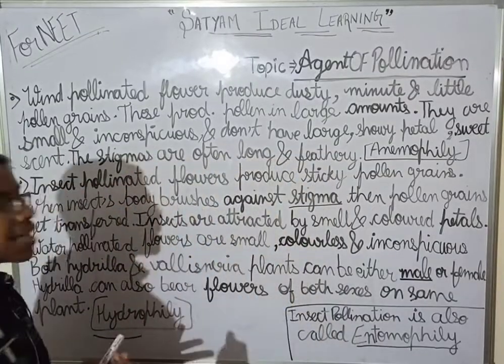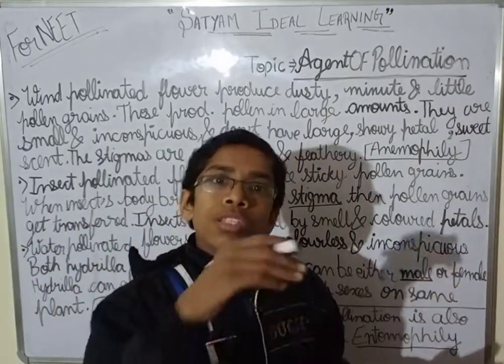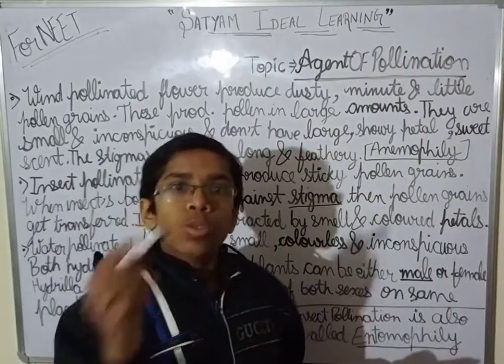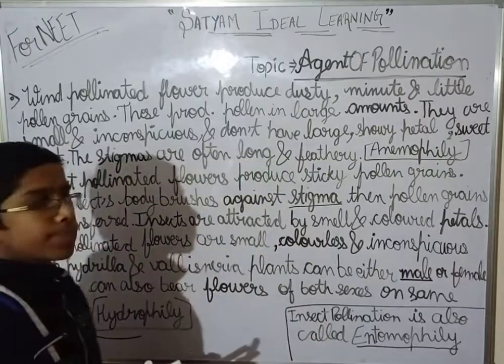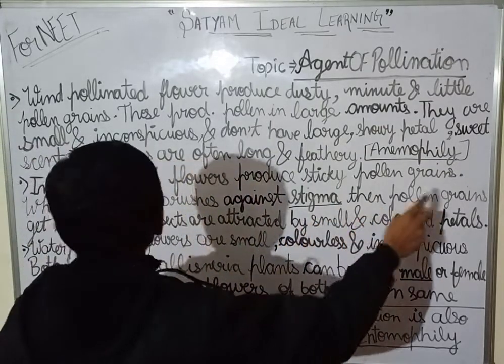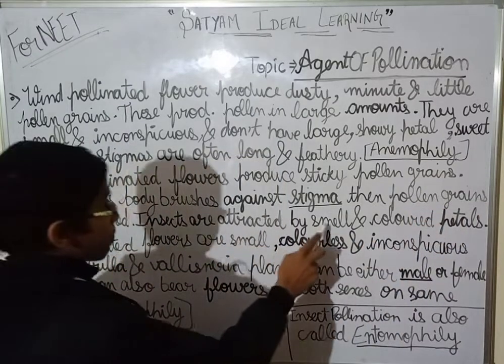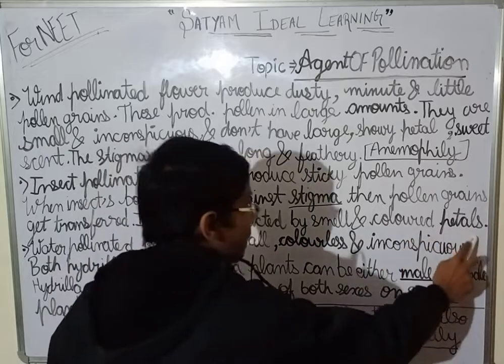And when it brushes against the stigma, the pollen grains are attached to the stigma. So they will attach to the stigma of the female plant. Then pollen grains get transferred. Now insects are attracted by smell and colored petals.